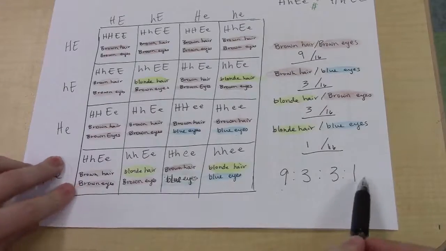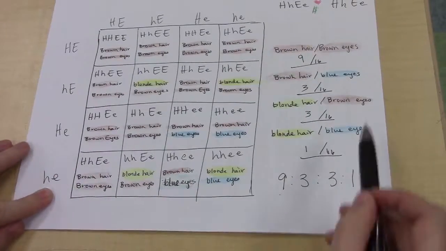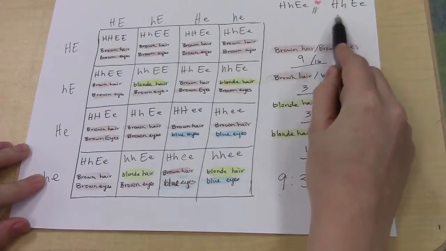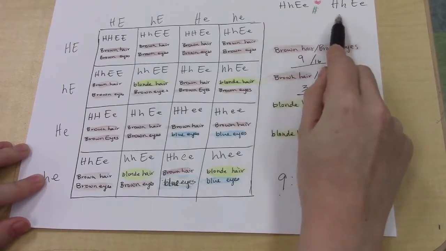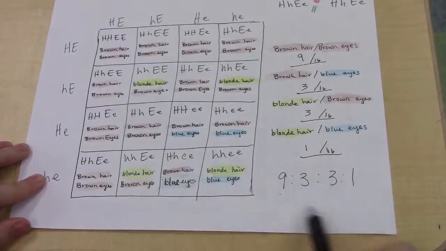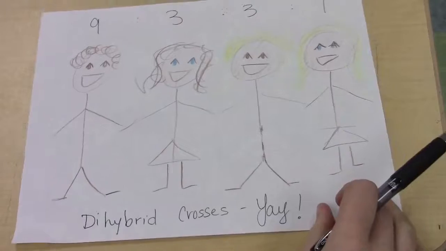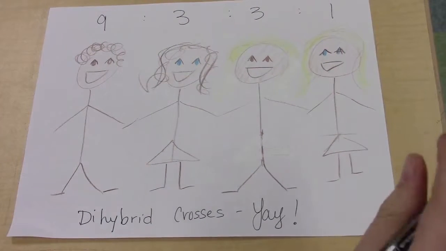What's magic is every single time in the world that you have two heterozygotes pairing, a true dihybrid cross, this is going to be your ratio every single time. 9 to 3 to 3 to 1. Yay!